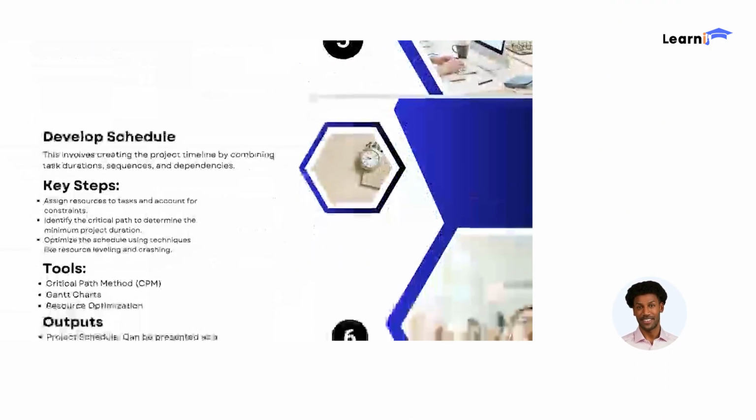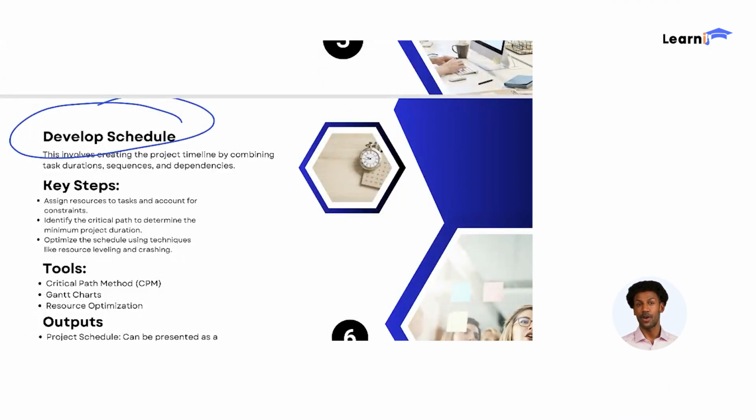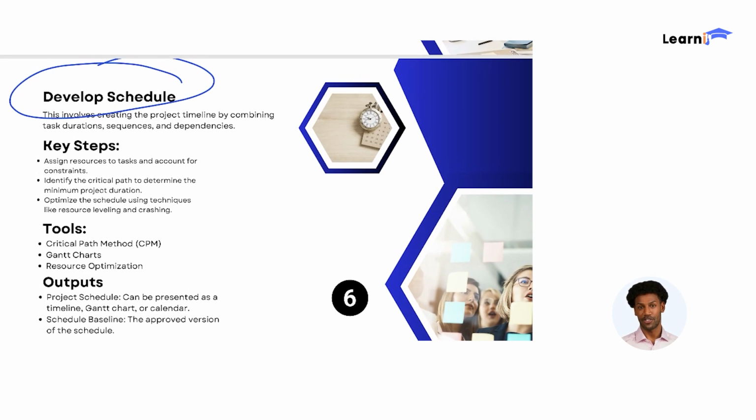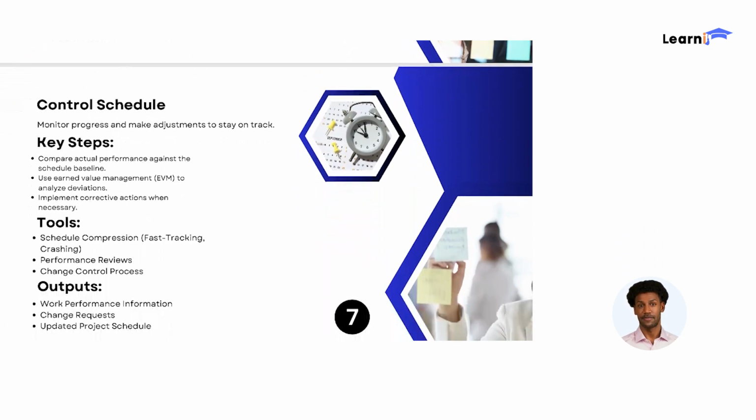Now comes the fun part: develop a schedule. This is where you create the actual timeline for your project. Steps include assigning resources to tasks, identifying the critical path to determine the shortest project duration, optimizing the schedule using techniques like resource leveling and crashing. Your outputs here will be a finalized project schedule and a schedule baseline to measure progress against.